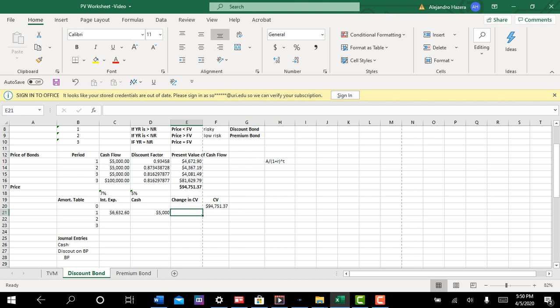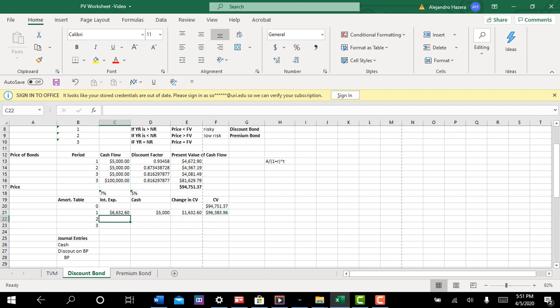Now, this is very easy. The change in carrying value is just the interest expense less the cash that you paid. Okay, so that gives you a positive 1,632.60. Notice it is a positive. So our new carrying value is going to be that 94,751.37 plus the change in the carrying value. So our new carrying value is 96,383.96.